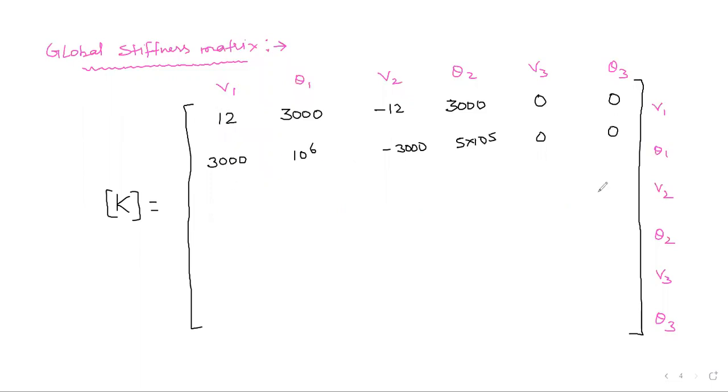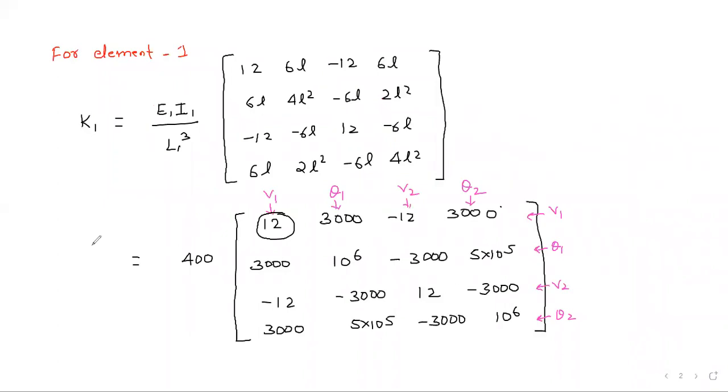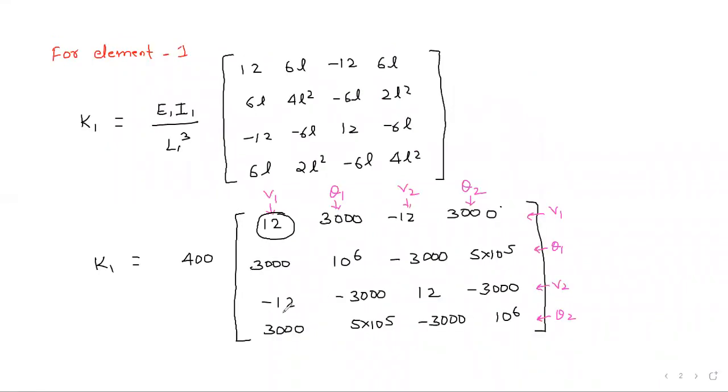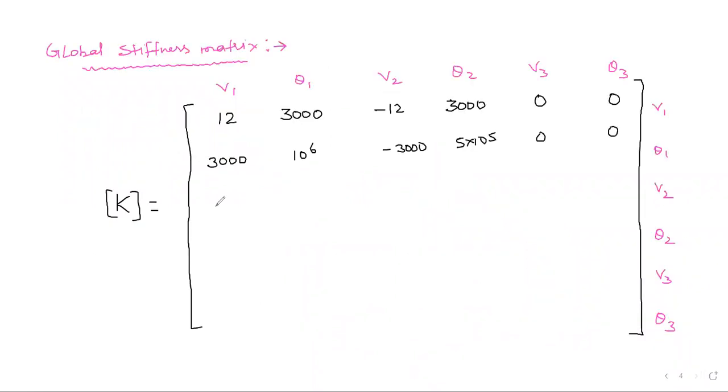Next we have the V1 V2 term. Again, whenever we are talking about the column V1 theta 1, it will be in K1 only. There is no such term in K2, right? So directly, whenever we are talking about V1 theta 1, we will see K1 only. So here minus 12, minus 3000, right? So directly we can write minus 12, minus 3000.